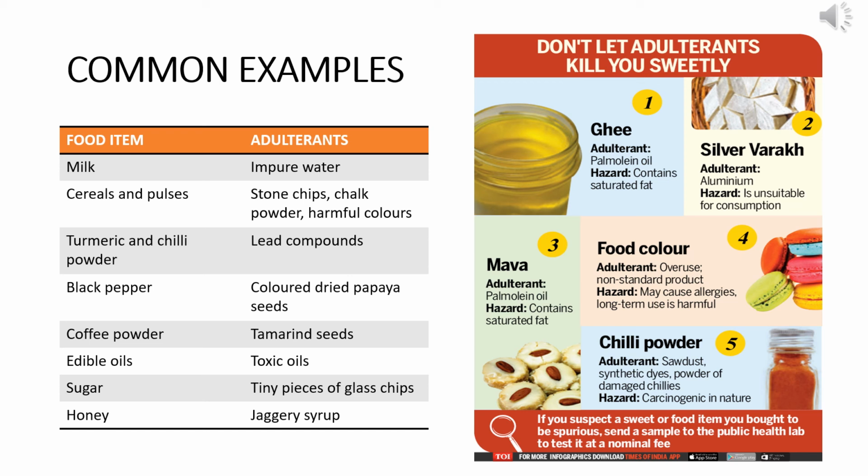The silver varak that is put on the surface of the sweets is actually made up of aluminium, and aluminium is a metal and it is totally unsuitable for consumption. The food colors that are being sold in the market as edible food colors are not at all edible, and they may cause allergies and long-term use is very harmful. The mawa that is used in the sweet shops is already adulterated by palmolein oil, and it also contains saturated fat.